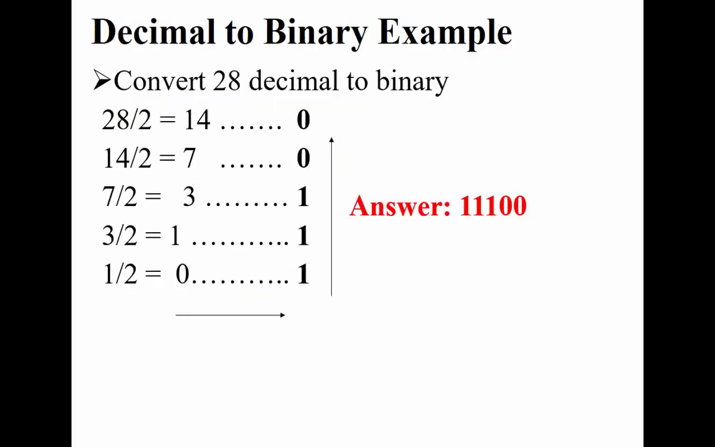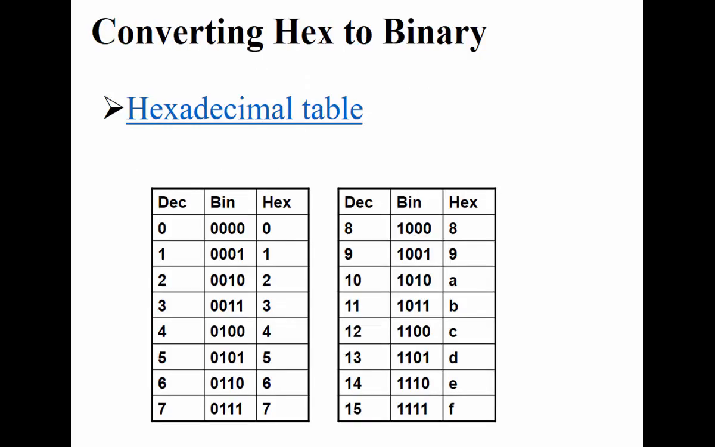Now if I ask you, can we write Java to implement this? We can. Can we write Java to implement binary to decimal or decimal to binary? We can do that. We know the method, so we can implement it. This is the hex table, where you know that 4 bits in binary represent 1 digit in hex. So 0000 represents 0.